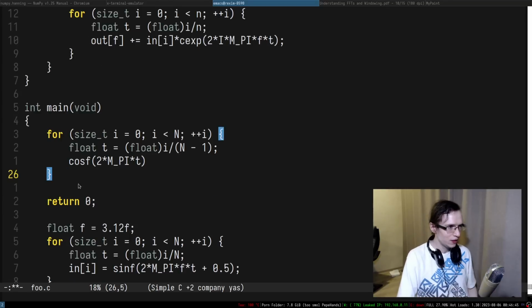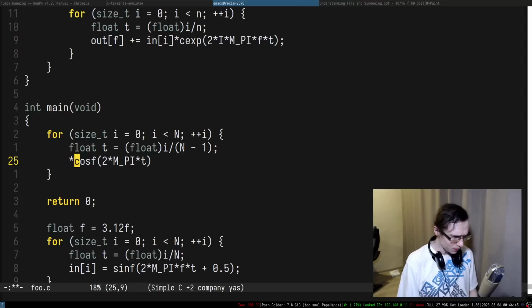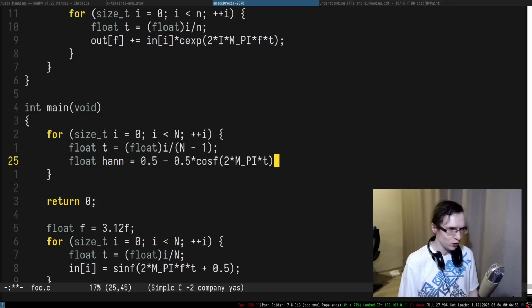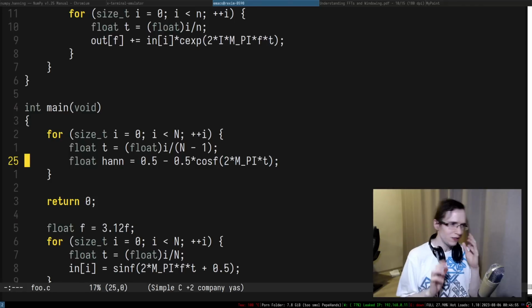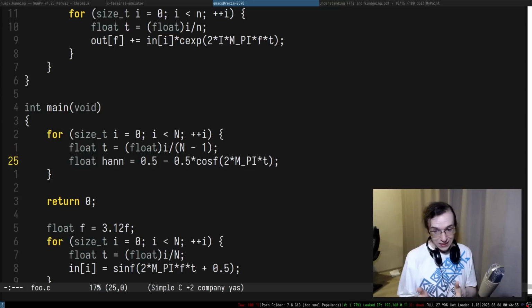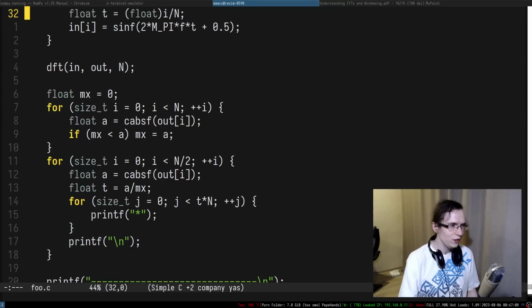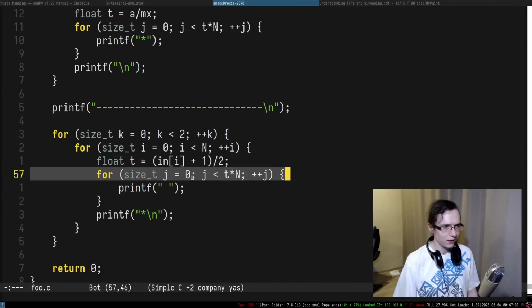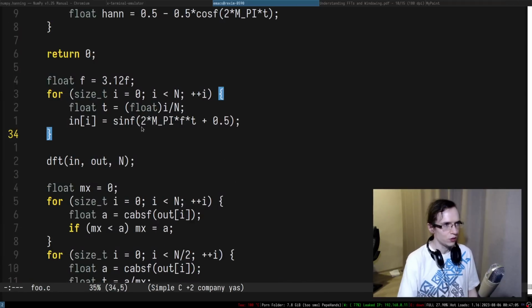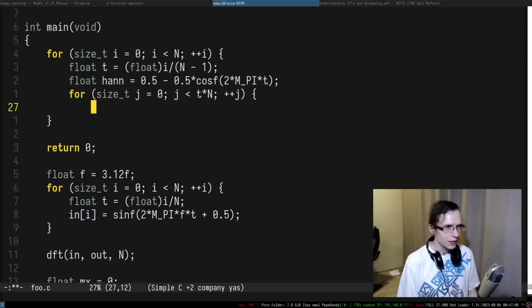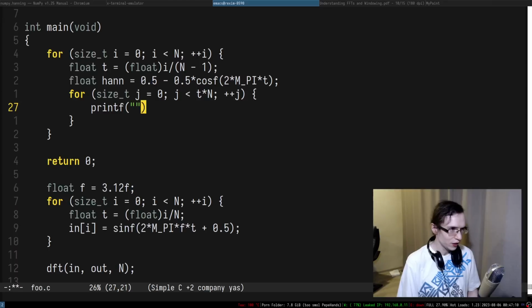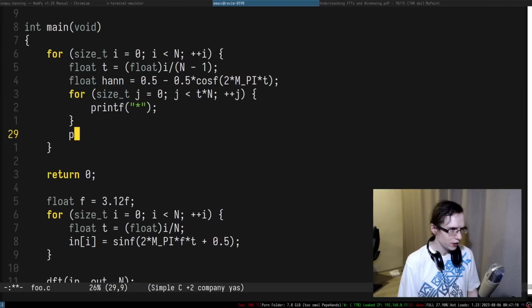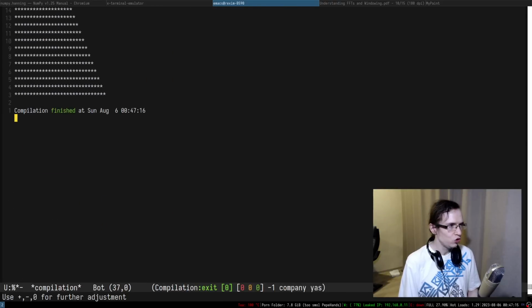Anyways, let's go ahead and do that. So we have to multiply by half and subtract it from half. And this is the value of the Hann function. If I understand correctly, this value goes from 0 to 1, so we can already use it for ASCII stuff. Let's just print this entire thing with stars, and at the end put a new line in here, and let's just draw it.